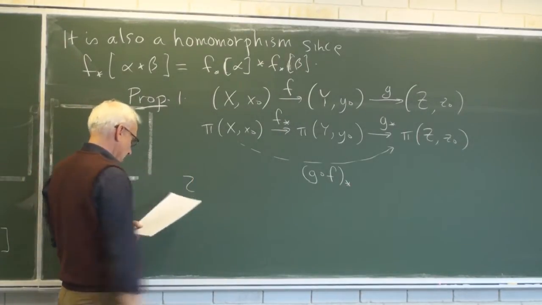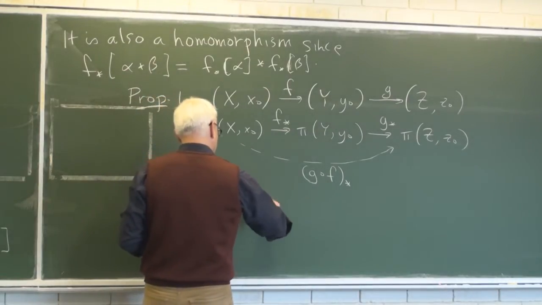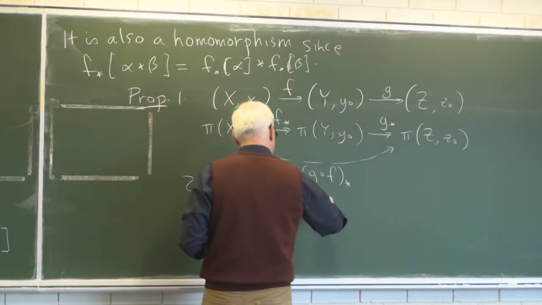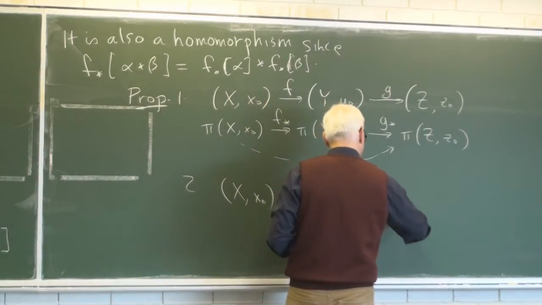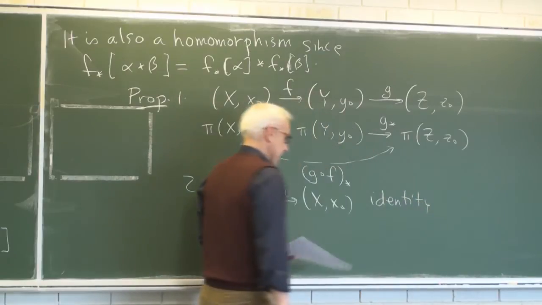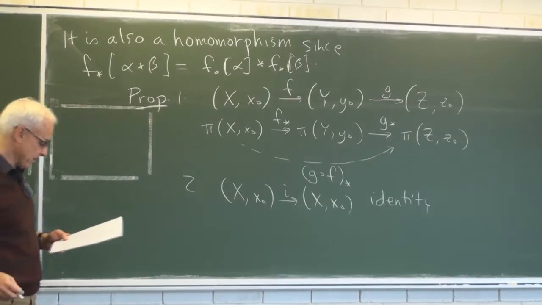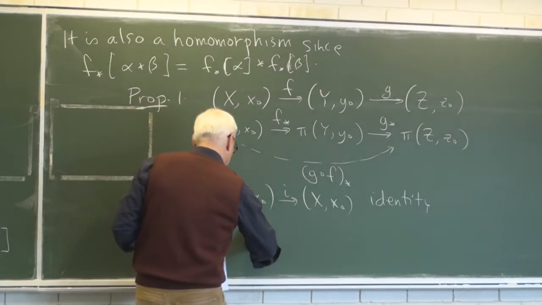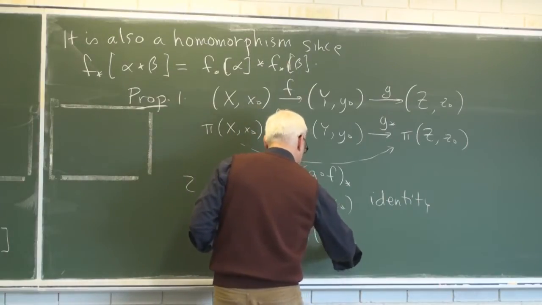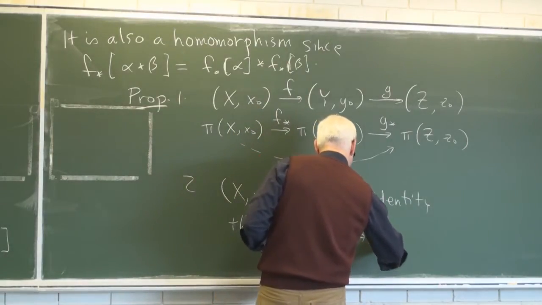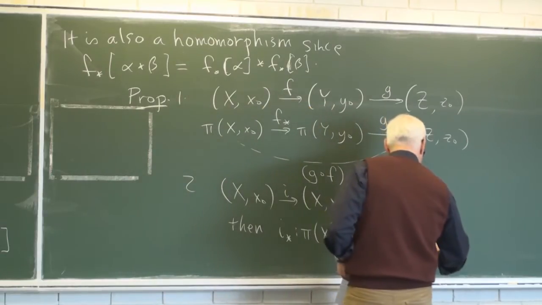And the second property is that, well, if you have the identity map, X, x0 goes to X, x0, the function that doesn't change any point, that sends every point to itself, then the induced map i star from pi of X, x0 to pi of X, x0 is the identity homomorphism.